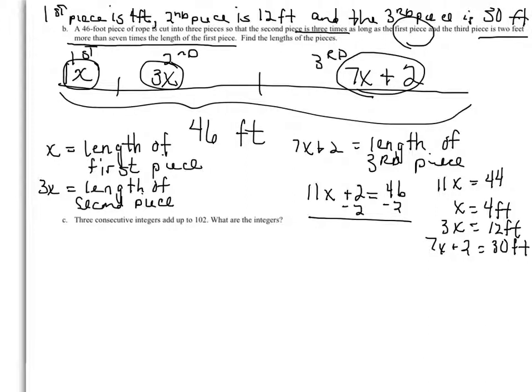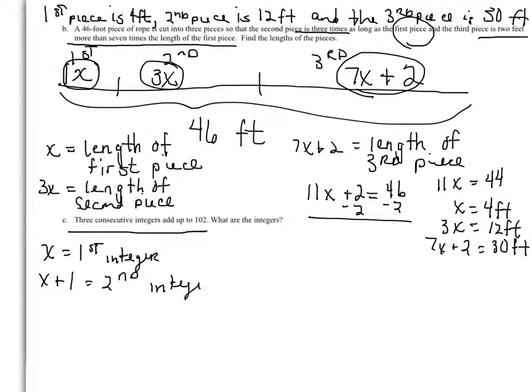Okay, great. Now, let's do part C. 3 consecutive integers add up to 102. What are the integers? Well, if we're talking consecutive, that would be like 7, 8, 9, 31, 32, 33, 65, 66, 67. So if x, I'm going to let x equal the first integer, then x plus 1 would be the second, because we just need it to be 1 more than it. And then x plus 2 would be the third integer.